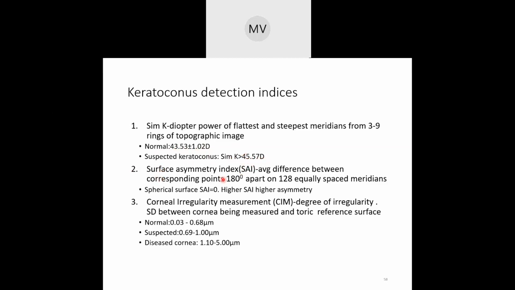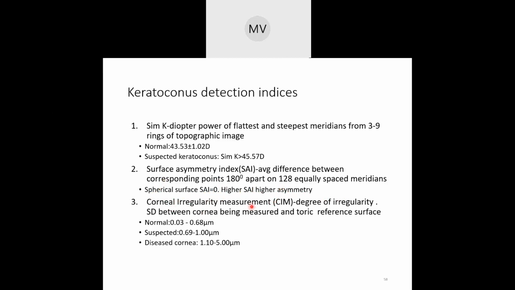Surface symmetry index: average difference between corresponding points 180 degrees apart on 128 sequentially spaced meridians. The spherical surface asymmetry index is 0. If it is a higher surface asymmetry index, high asymmetry can be observed.